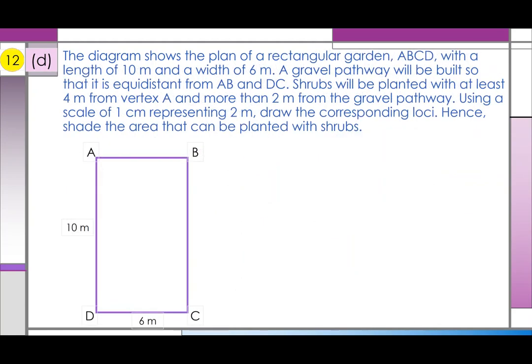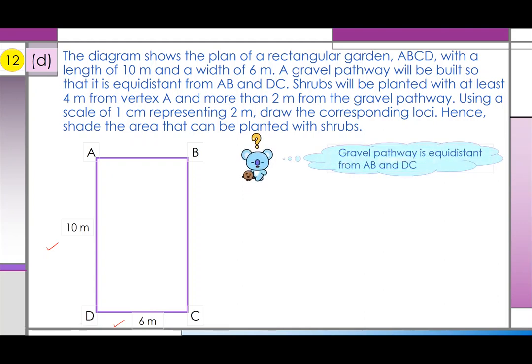Question 12D. The diagram shows the plan of a rectangular garden ABCD with a length of 10 meter and width 6 meter. This one, okay. A gravel pathway will be built so that it is equidistant from AB and DC. So we know the first point: the gravel pathway is equidistant from AB and DC. 2 lines, that means I need to construct a middle line. 2条线就画中间线。So up and down. 中间线一定是 up and down. So this is the gravel pathway.